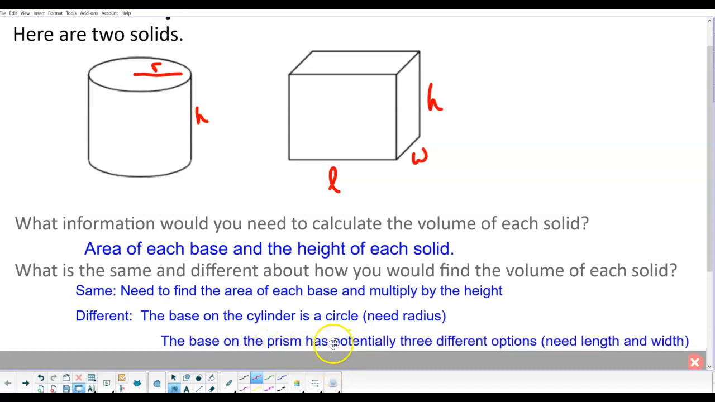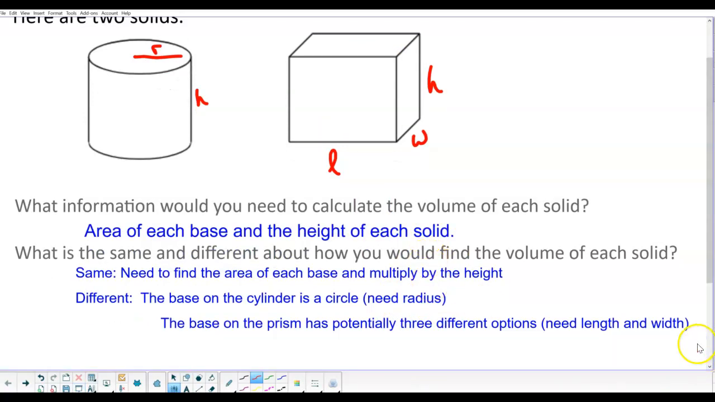For the base on the prism, it has potentially three different options. If this is a rectangular prism, you could consider the base to be the bottom, it could be the left or right side, or it could be the front or back, or even the top. So there are different options, but you definitely need a length, a width, and some form of a height.